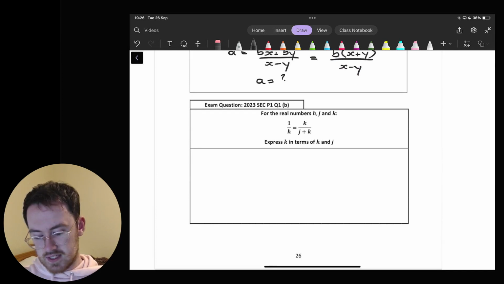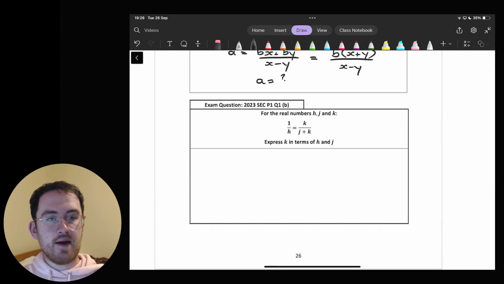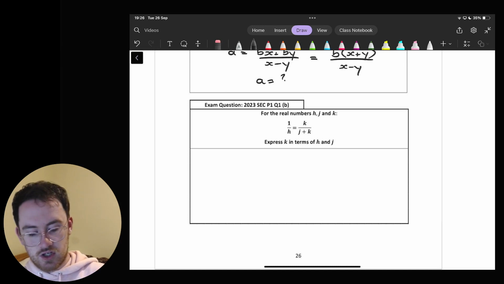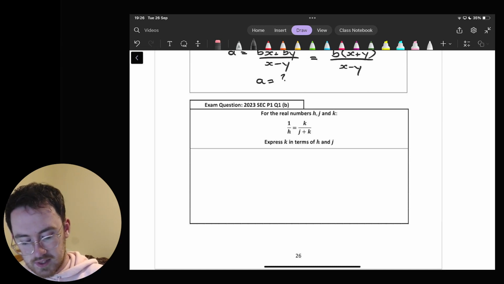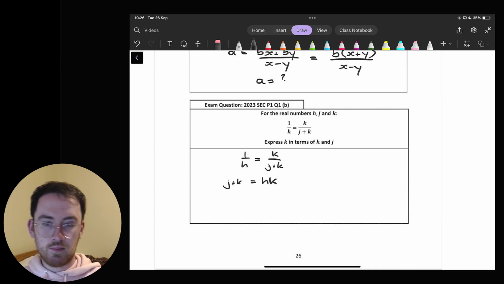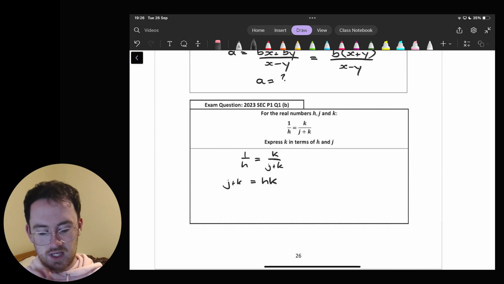Looking at this one from the 2023 paper, for the real numbers h, j, and k, express k in terms of h and j. So again, we want to get k on its own. So let's see, j plus k here. We're going to multiply across. I'm going to just do it all in kind of one step here. So we're multiplying both of the bottom sides of the fractions up to either side there.